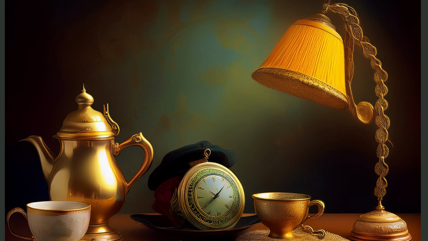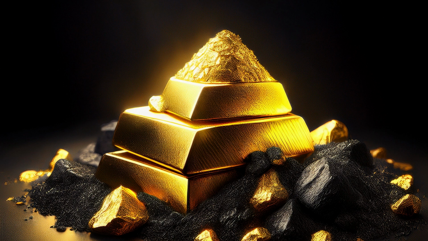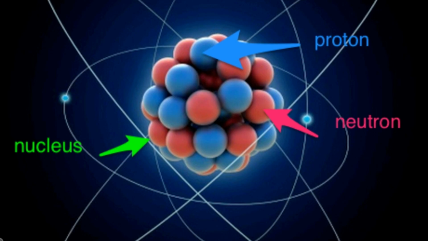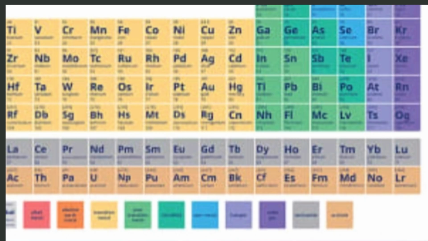Let's find out more about elements. An element is a pure substance that cannot be broken down because it contains only one atom. Everything in the universe is made from one or more of the 118 known elements, which are organized on the periodic table. This is an example of the periodic table.